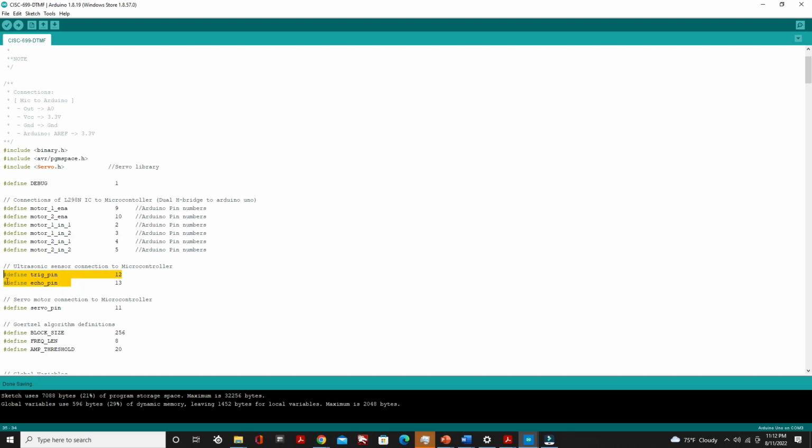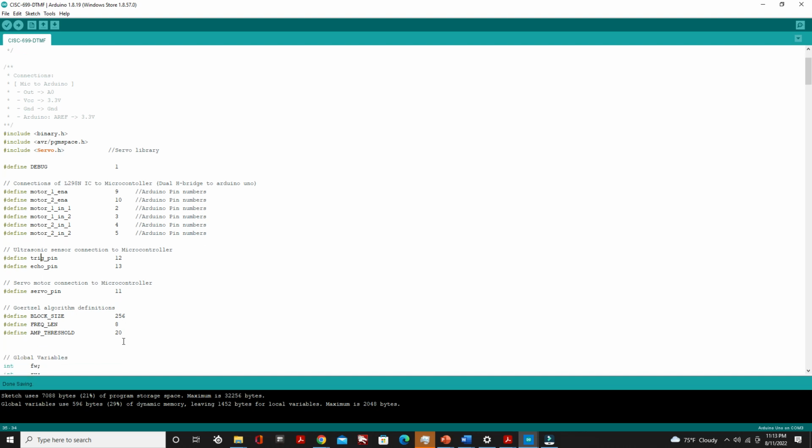And these are the pins associated with the ultrasonic sensor. The trigger pin is used to send out the ultrasonic pulses. The echo pin is to capture those reflected ultrasonic waves. And this refers to the servo pin, connected to pin 11 of the Arduino.